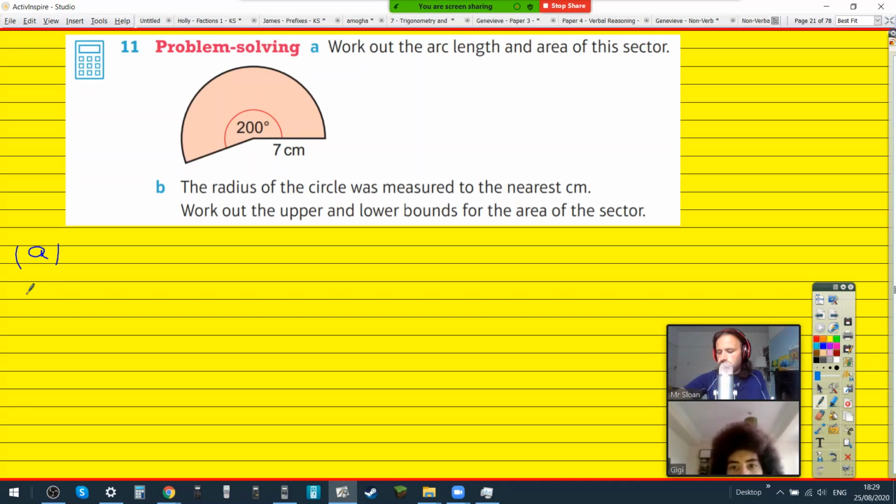Did we do sectors, or am I just remembering it from school? You might be remembering it from school. Maybe we should do sectors later then. But work out the arc length and area of the sector.